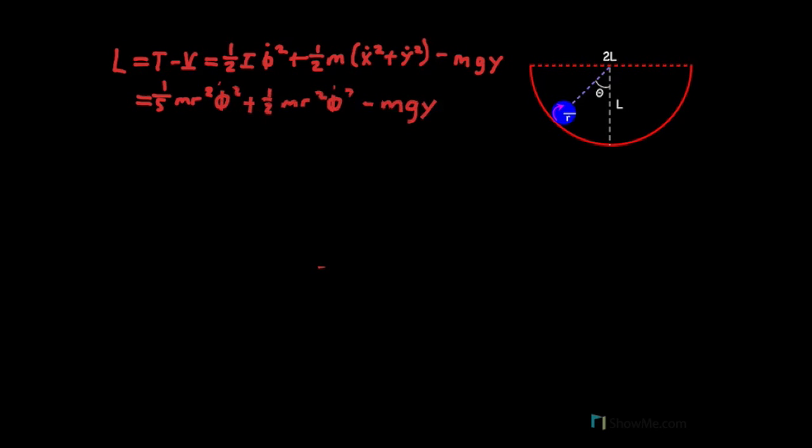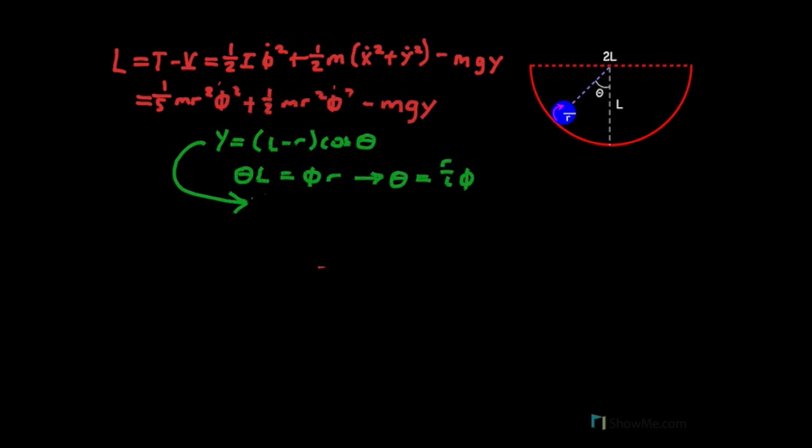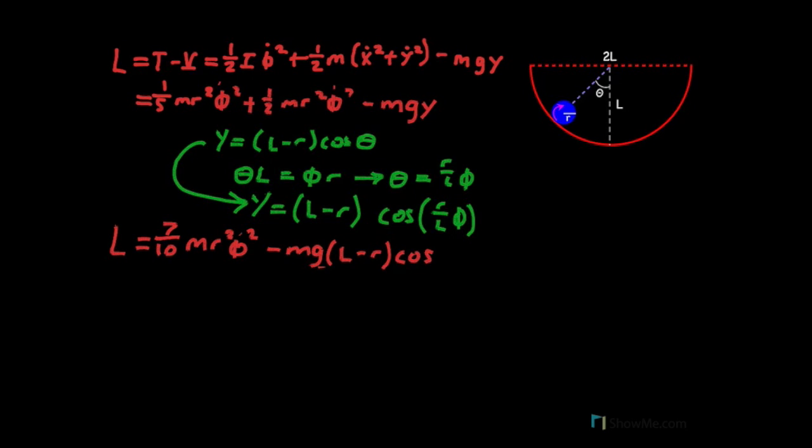With our third term, we need to first get it in terms of theta. Recall that y equals L minus r times the cosine of theta, and then relate theta to phi. The distance our sphere travels along the bowl is equal to the bowl's radius times theta, but it's also equal to the sphere's radius times the total change in phi. This gives us the relationship that we need. Theta equals phi times r divided by L. This is the last substitution we need to make before solving the Euler-Lagrange equation, so let's get right into that.